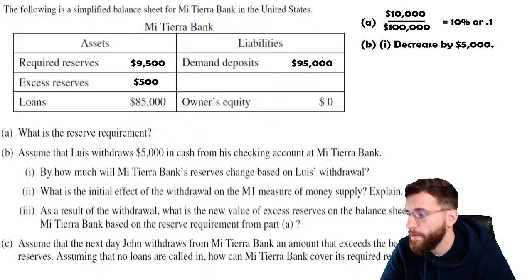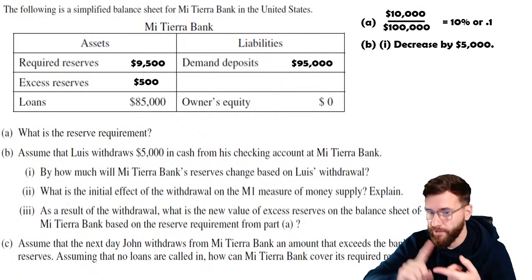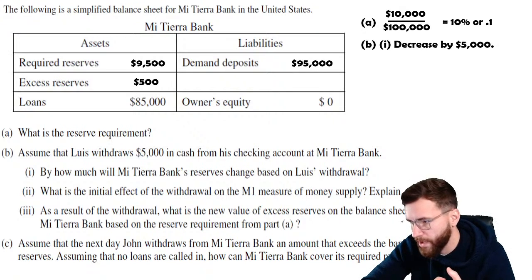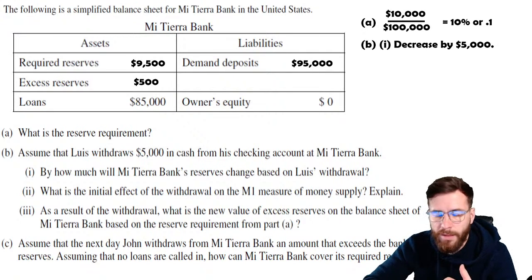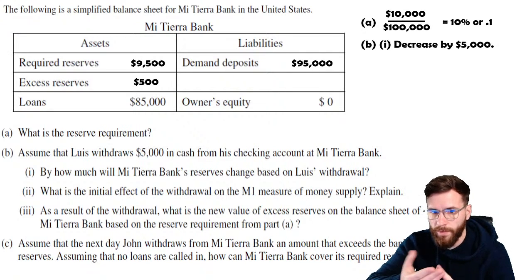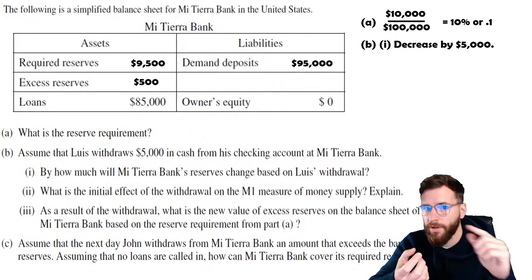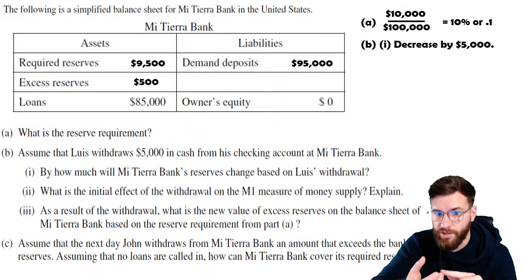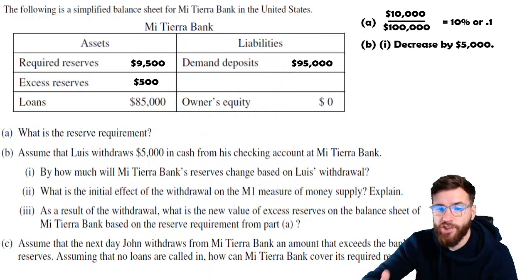Because remember, the M1 measure of money supply is currency, cash and coin, money in checking accounts, and also traveler's checks, which we never really deal with anymore. But all we did was change the composition of M1. In this case, money went from our checking account to cash. If we deposit money, money goes from cash to checking account. All of those are included in M1. The value of M1 would never change.